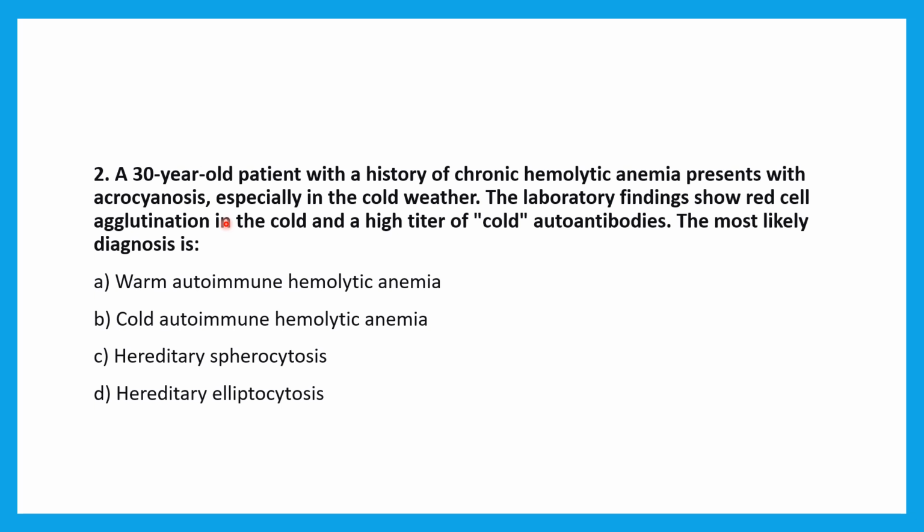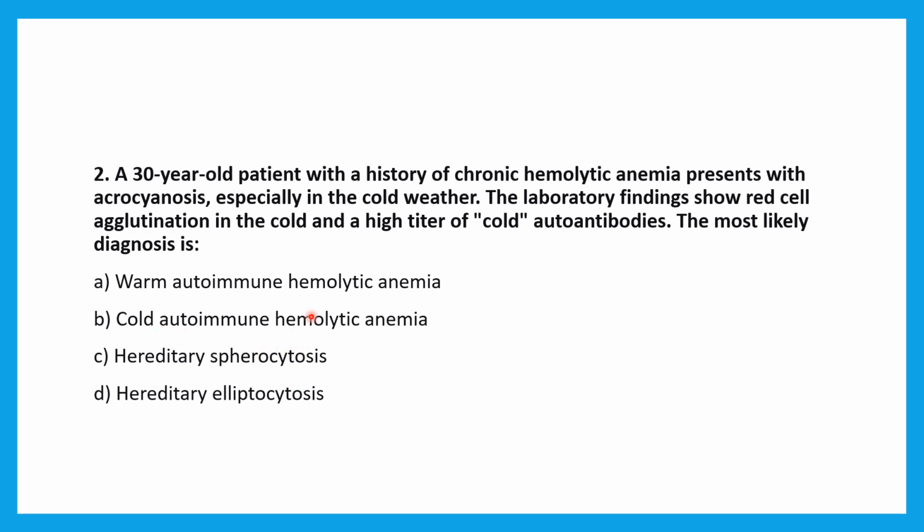Okay, this is straightforward, and we gave a clue, especially from the previous question, because we know that the purplish discoloration of the extremities in the cold, which is acrocyanosis, is a pathognomonic feature of cold autoimmune hemolytic anemia. This combined with the laboratory findings, which show red cell agglutination and higher titers of cold autoantibodies, signifies that it is really indeed cold autoimmune hemolytic anemia.